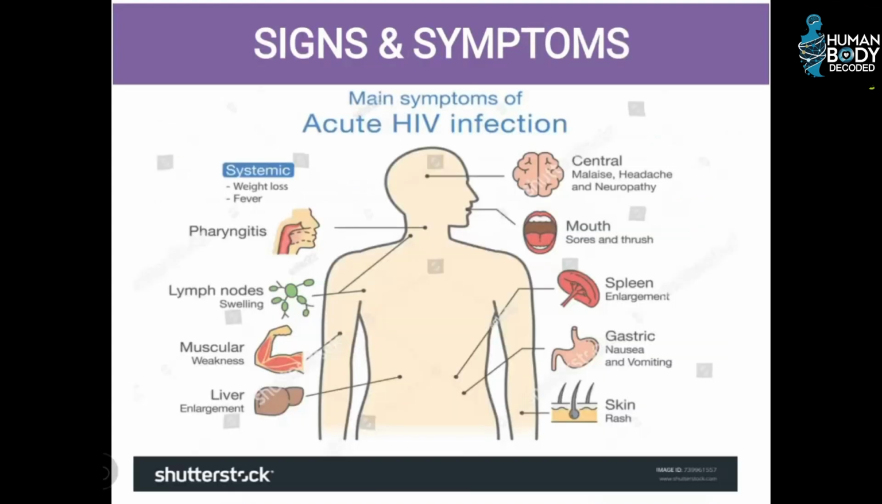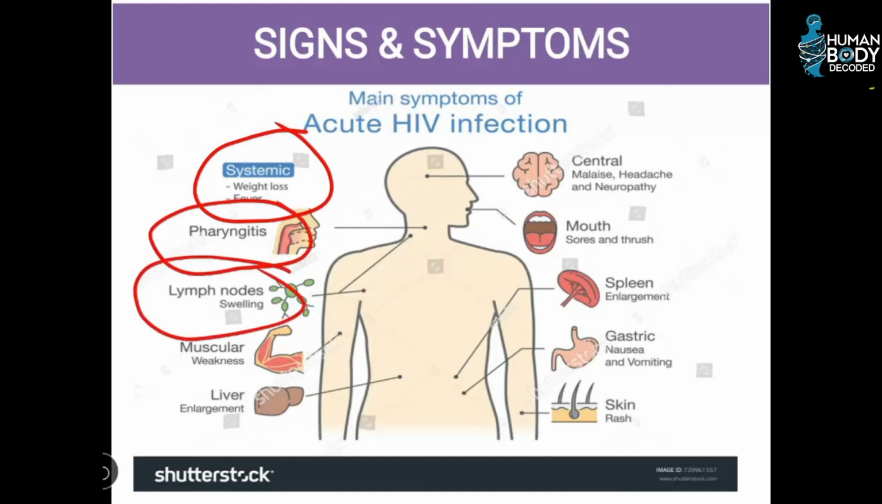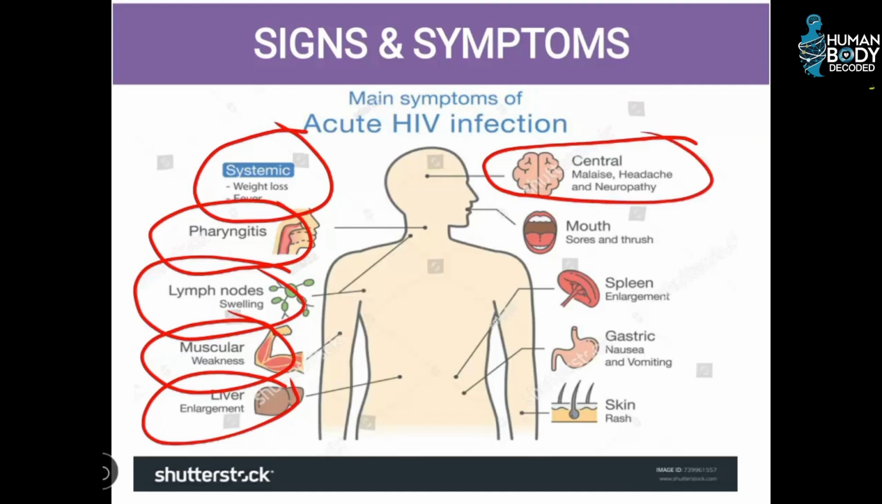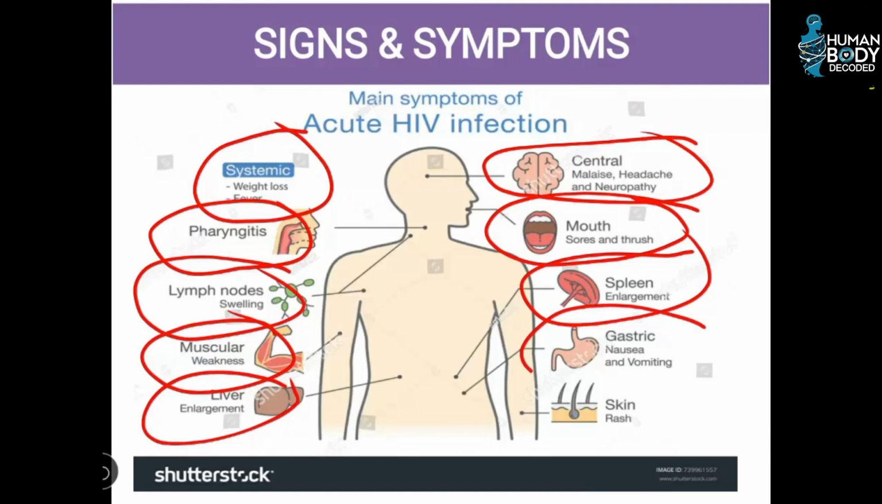Now we come to signs and symptoms. If someone has AIDS, what symptoms will they have? They will lose weight. They will have a fever. Their pharynx will have inflammation. Their lymph nodes will swell. Their muscular system will weaken. Their liver will enlarge. They will have headaches. They will have mouth sores. Their spleen will enlarge. They will have gastric problems, vomiting and nausea, etc. Their skin will have many rashes. These are all signs and symptoms of HIV.